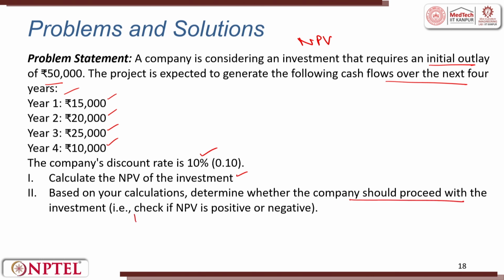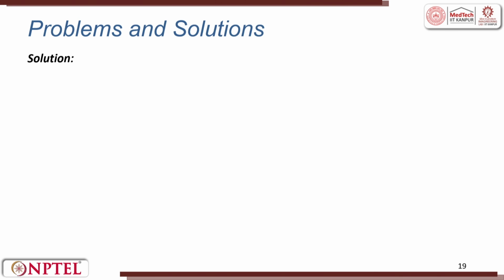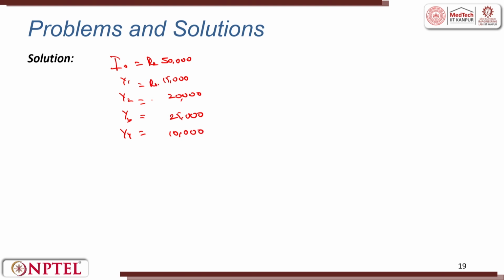That is, we have to check whether NPV is positive or not. If it is positive, we will accept it. Let me try to find the solution. Here initial investment is 50,000 and per year we have these cash flows. So initial investment is I naught, that is rupees 50,000, and for year 1, year 2, year 3, year 4 the cash flows are given, which are 15,000, 20,000, 25,000 and 10,000 rupees respectively.